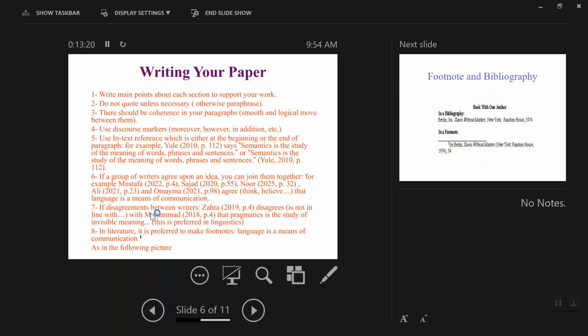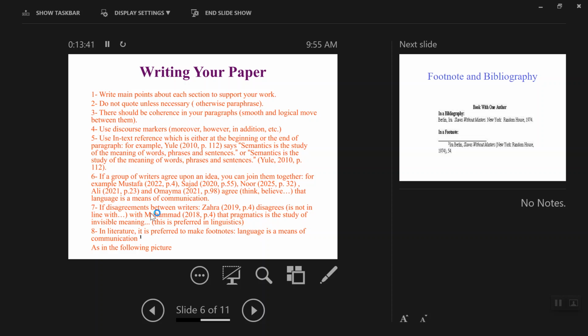Here is general information on writing your paper. انشرها لكم هاي بالكلاس. Writing your paper, okay? Here we have certain points. Write main points about each section to support your work. You have to write main points, and I explain this.